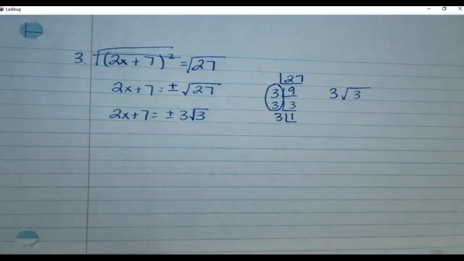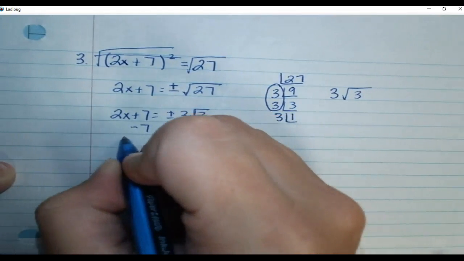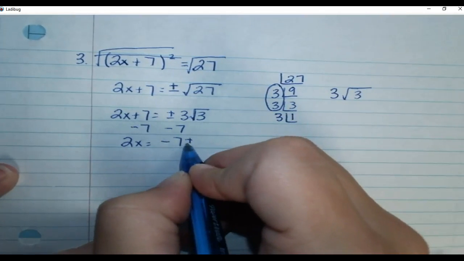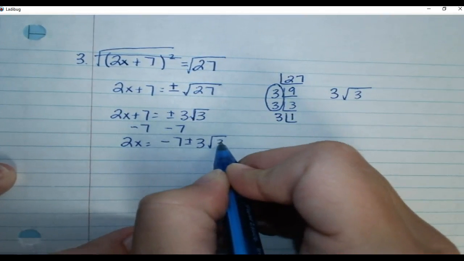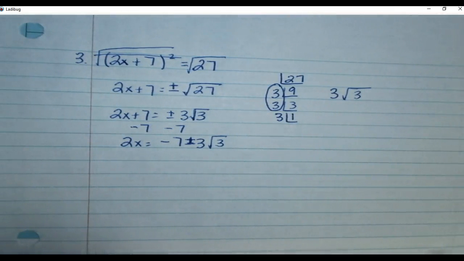Questions? Alright, how do I solve for x then? So we subtract 7. So 2x equals, again I'm going to put that 7 out front. It really doesn't matter if you put it in the front or in the back. Either way, it means the same thing.